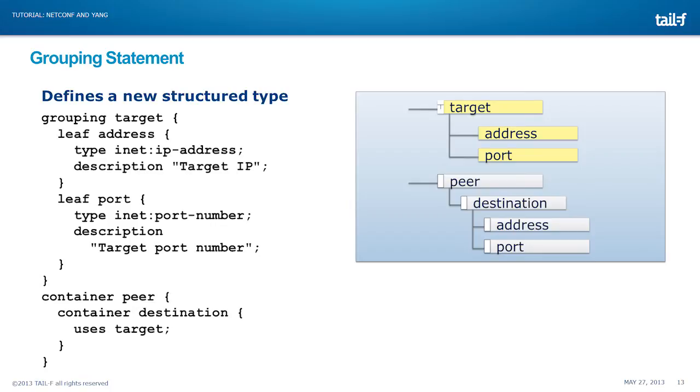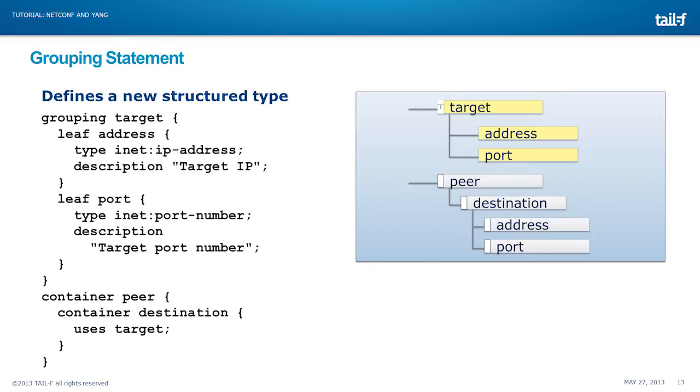Container in Yang organizes our tree or our hierarchy. So we see a pictorial representation of that on the right. We've got peer and destination in our tree, and then after destination, both address and port show up from having the grouping. When we look at the tree, there's no sign of the grouping once it's been used. Simply the content of the grouping shows up at that location.